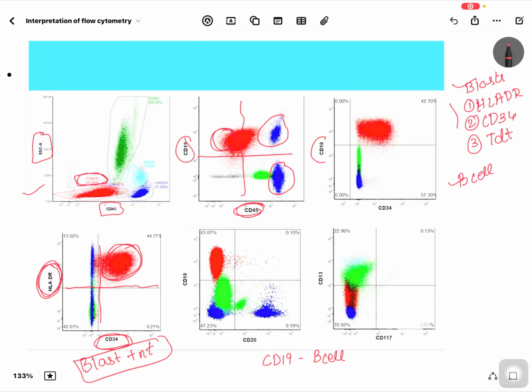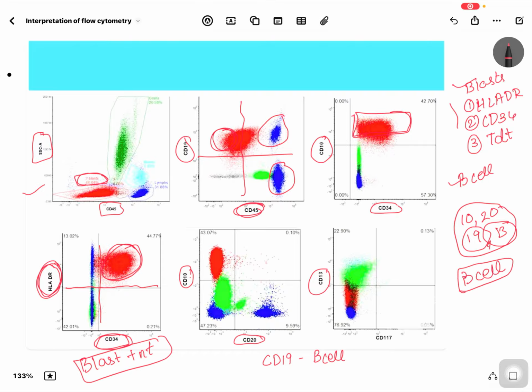Then we go for this. CD10 is present and CD34. This quadrant means both are present. Then again CD10 is also present, and CD20. So these markers, CD10, CD20, CD19 and CD13, are markers of what? These are markers of B cell.